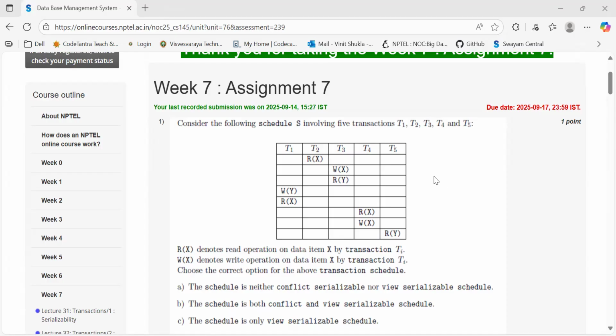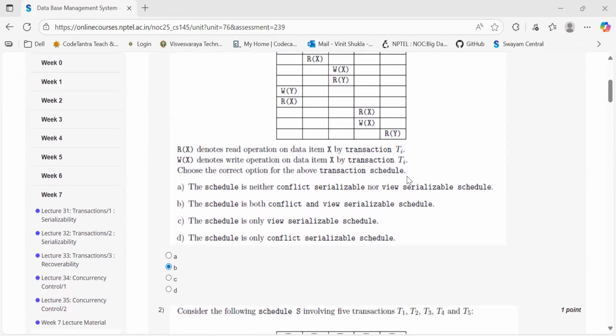Okay, so here I have already solved this question, and before your submission, please do verify and then only submit it. For reference purpose, I am sharing this.